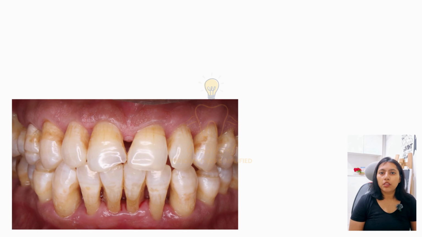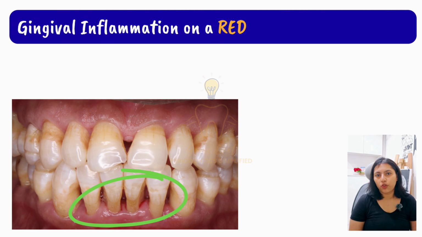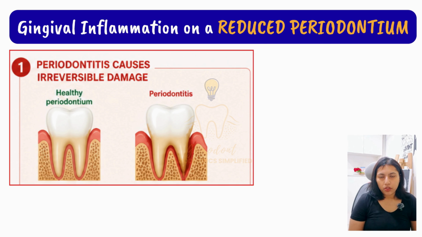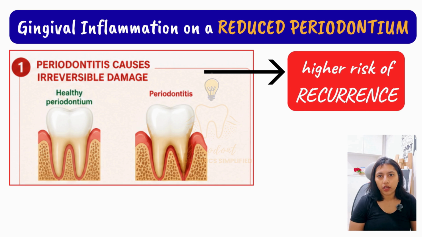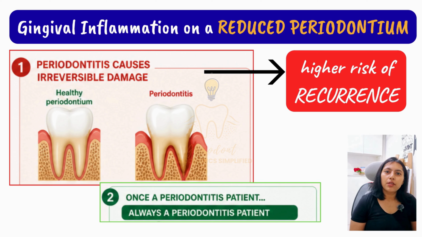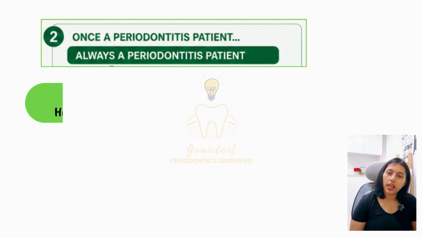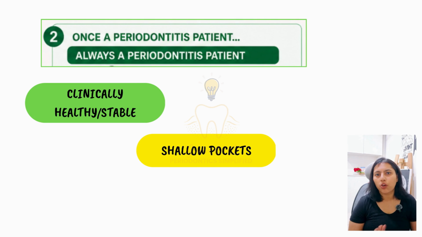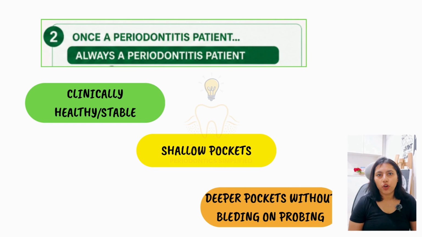Now there is one concept in this classification which is slightly challenging but extremely important to understand, and that is gingival inflammation on a reduced periodontium. Now the problem here is periodontitis causes irreversible damage. So once a patient develops periodontitis, they always remain at a higher risk of recurrence. And that is why we say once a periodontitis patient, always a periodontitis patient. Even if the patient is currently healthy after treatment or has shallow pockets or even has 4 mm pockets without bleeding, they are still considered a periodontitis patient because the history of disease never disappears.